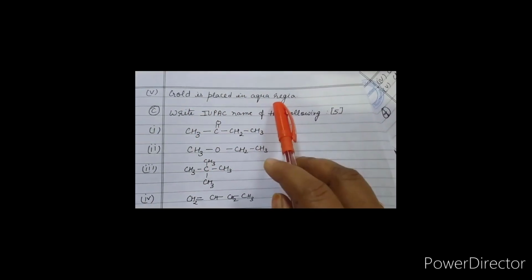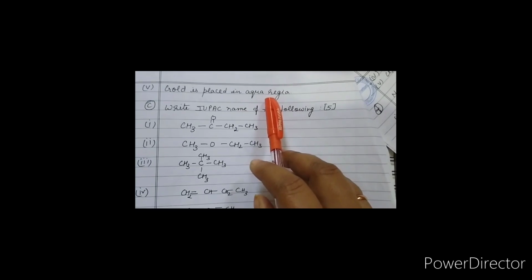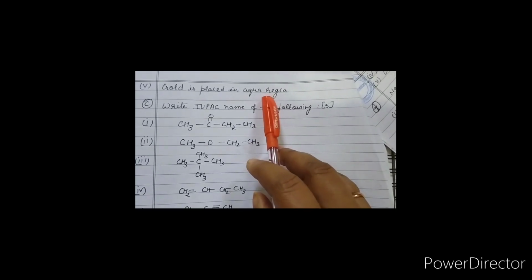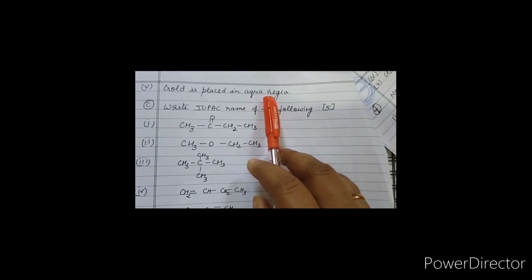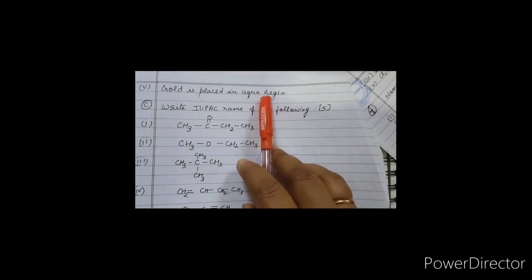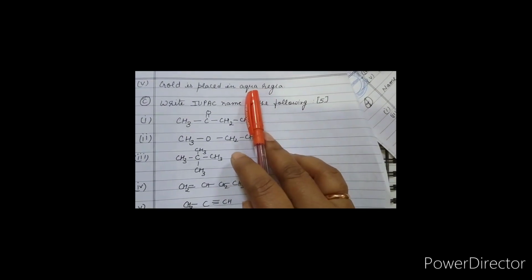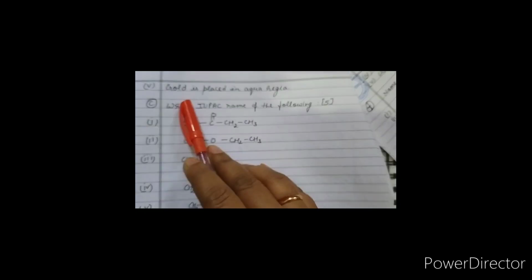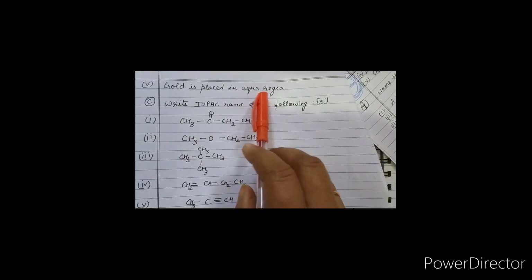Next question is gold is placed in aqua regia. Gold is a noble metal. It does not dissolve in all the strong acids, but it dissolves only in the mixture of 3 parts of concentrated HCl and 1 part of concentrated nitric acid, that is aqua regia. So you will write gold will be dissolved in aqua regia.